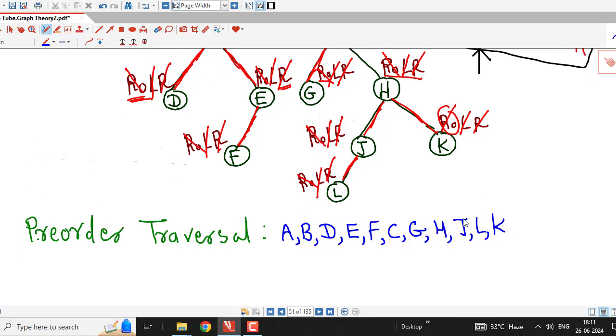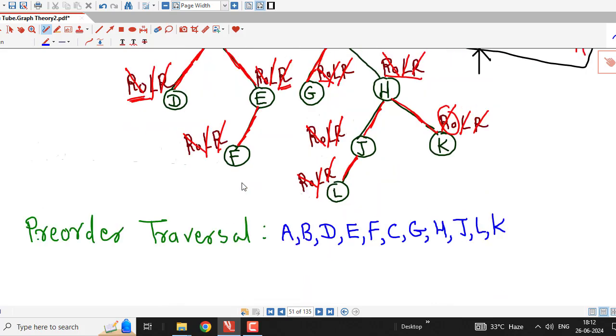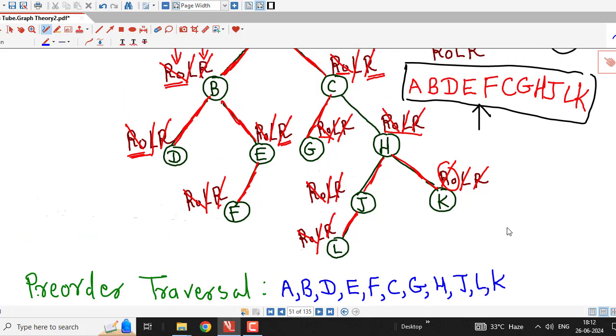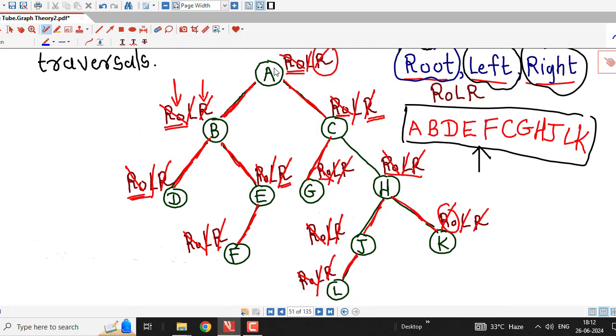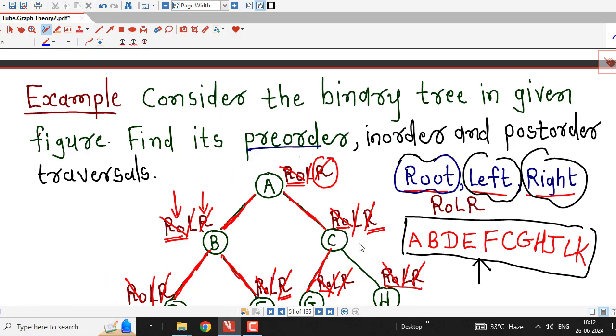Or we can consider this A, B, C, D up to K. A, B, C, D, E, F, G, H. I is not there in our graph also. So we can count the number of nodes, 1, 2, 3, 4, 5, 6, 7, 8, 9, 10, 11. Let me count them. 1, 2, 3, 4, 5, 6, 7, 8, 9, 10 and 11. So this is correct pre-order traversal.